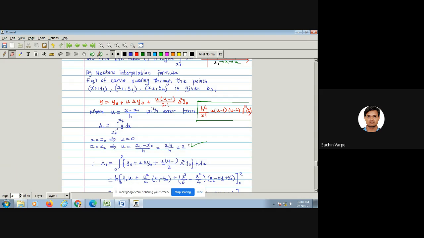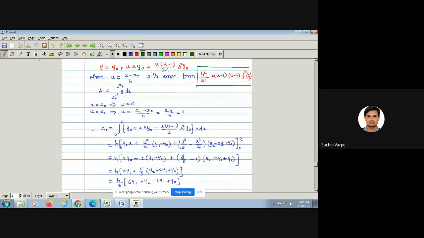So we substitute these values into the integration. Therefore, a1 is the integration from 0 to 2. These are the limits of u now. We are trying to convert the whole integrand in terms of u.